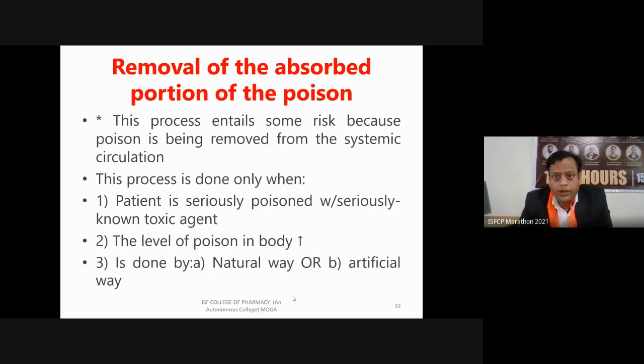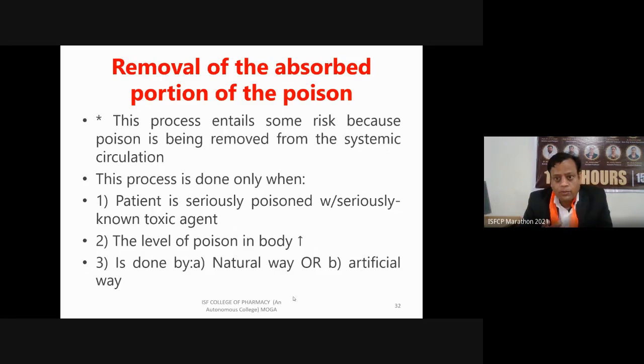Removal of the absorbed portion of the poison. This process actually entails some risk because the poison is being removed from the systemic circulation. So from the systemic circulation, the poison should be removed. Before this, we already discussed that when poison enters the stomach, it still remains for a few hours, and before absorption of the poison, if we remove it from the body, then the toxicity can be minimized.